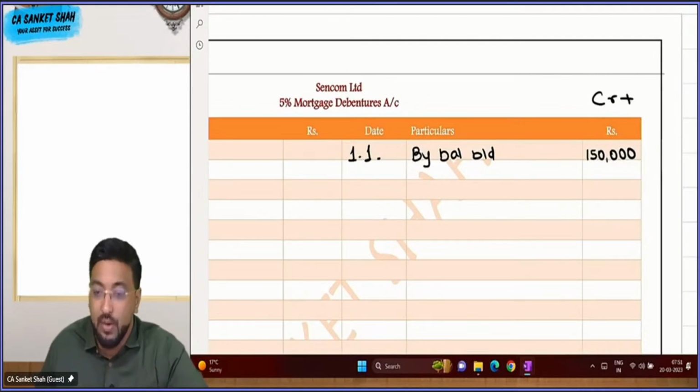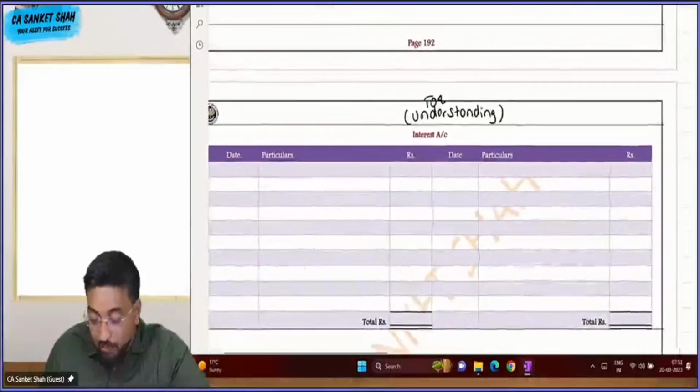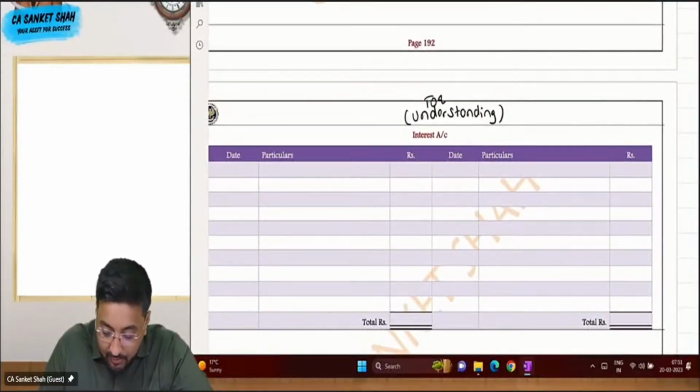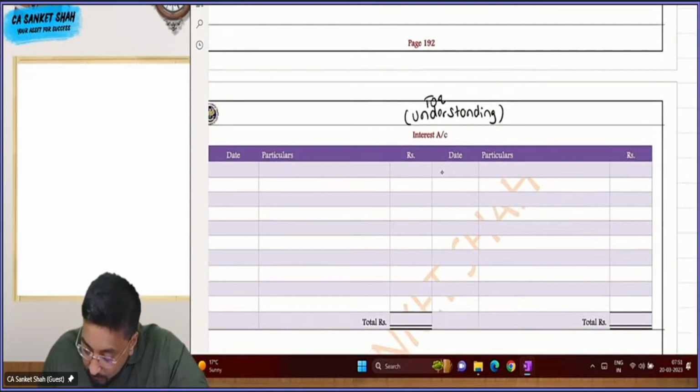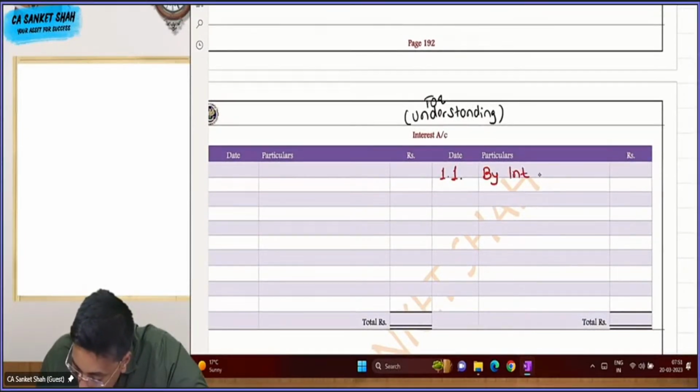1,50,000 का हमारे ऊपर लोन है. Now what is the next entry? Interest opening date. Sir, red pen. Red pen. 1st January, by interest payable.